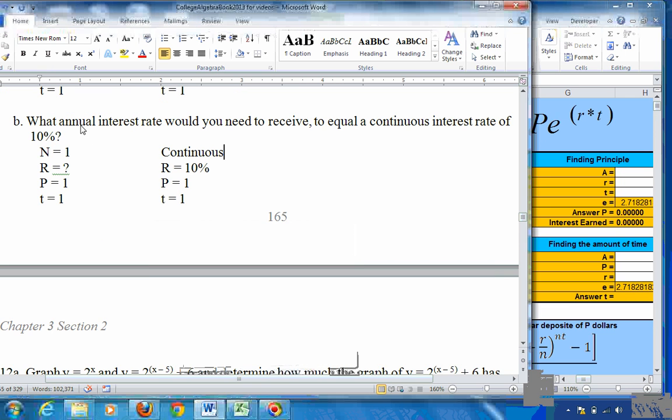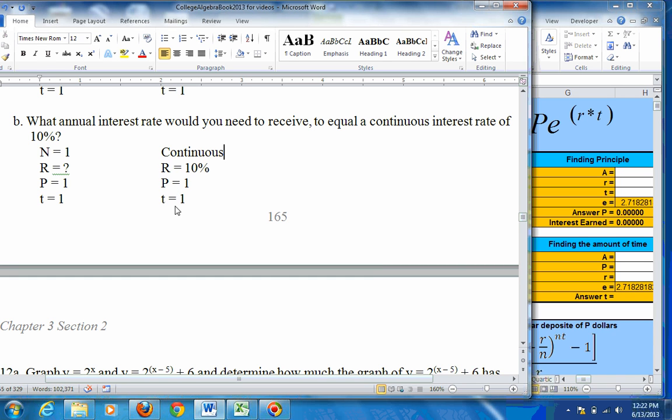Okay, problem 11b says, what annual interest rate would you need to receive to equal a continuous interest rate of 10%? Okay, annual, n equals 1. What annual interest rate? Don't know what annual interest rate, so I put question mark right there. So to equal a continuous, okay, with a continuous you don't type in the n. Okay, the n is actually approaching infinity. Continuous interest rate of 10%, so the rate is 10%. Again, comparing the same amount of money, we'll just use $1. Over the same amount of time, we'll just use 1 year.